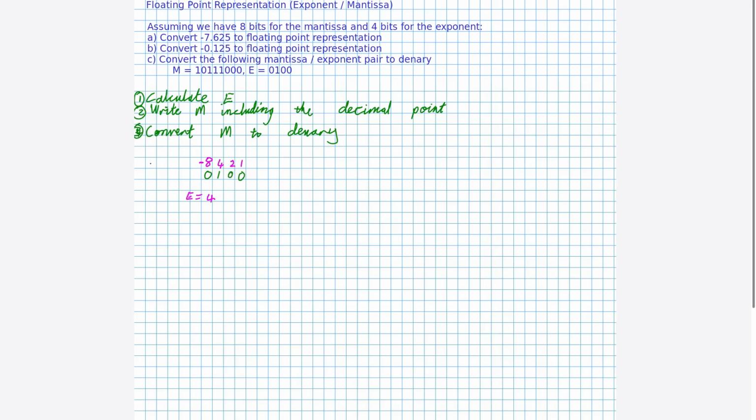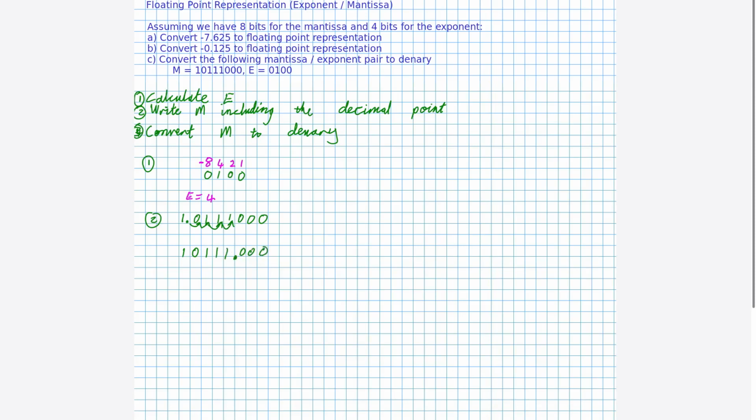Next, that was step 1. Step 2, write M including the decimal point. So we start with 1.011000, and we shift the decimal point 4 to the right, because E is positive. When we're undoing the effect of E, we're shifting to the right. 1, 2, 3, 4.